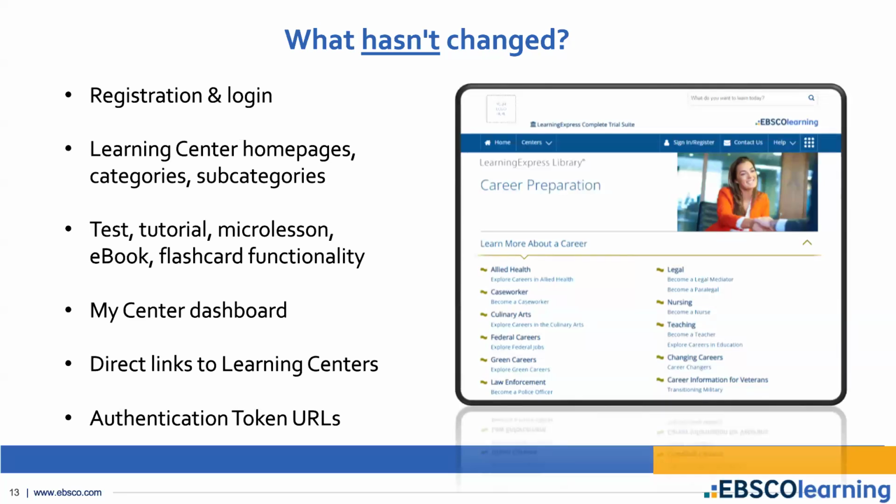Our test, tutorial, microlesson, ebook, and flashcard functionality remains unchanged. The My Dashboard, My Center dashboard of your saved resources as an end user functions the same, no organizational changes there. Any direct links that you have created and have posted on your library's website or in your A to Z listings will function as always. As also your authentication token URL, which is that unique identifier for your account, remains unchanged.